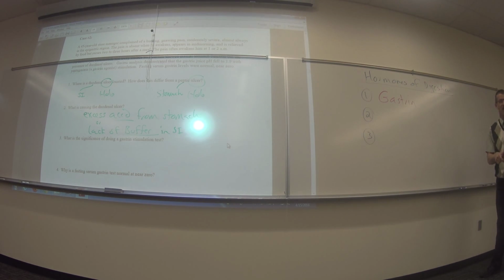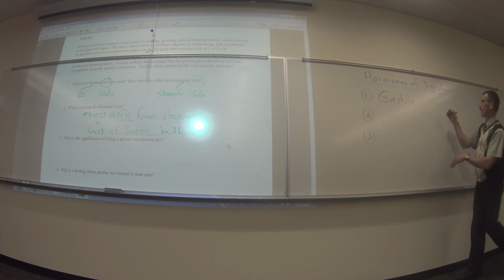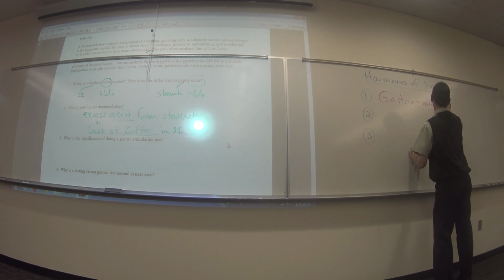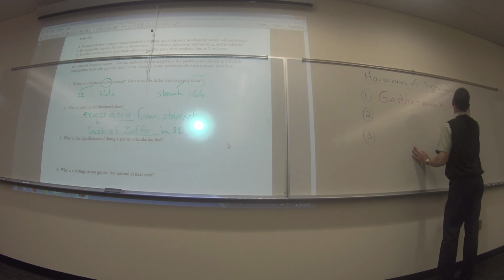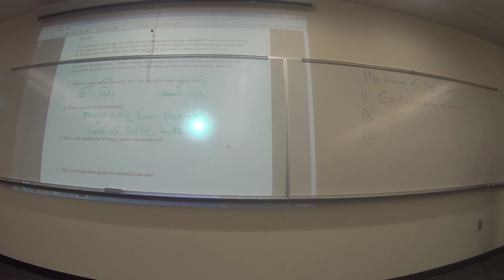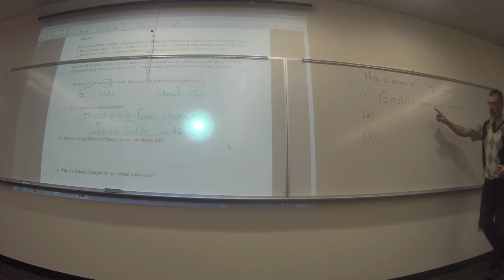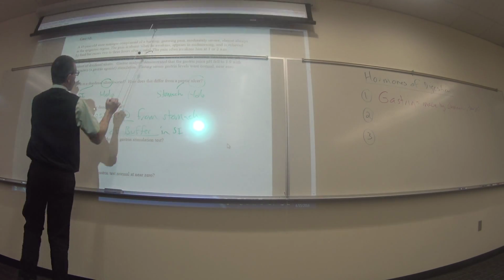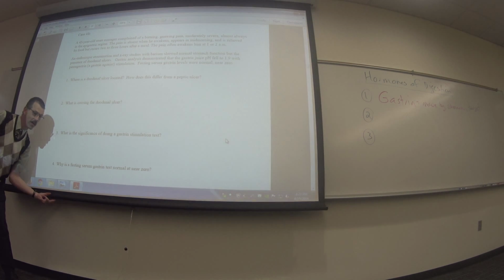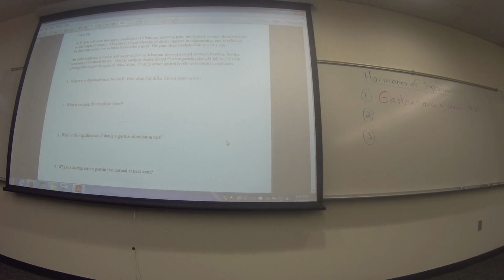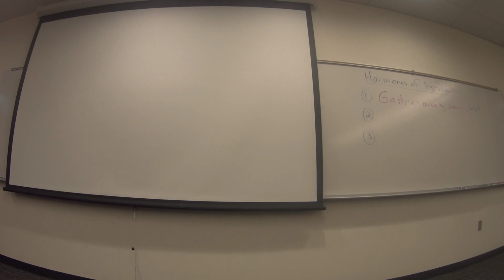Can you guess where it's made from the name? Stomach. Made in the stomach. So that's a hormone made by the stomach. It has a target. Remember from last term what a target means: where it goes, where it has an effect. So I'm going to show you an animation of this gastrin thing so we can understand what it's doing. So we're going to see some animations of the hormones of digestion.